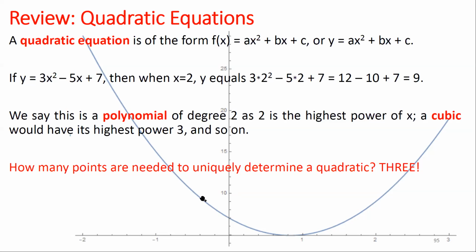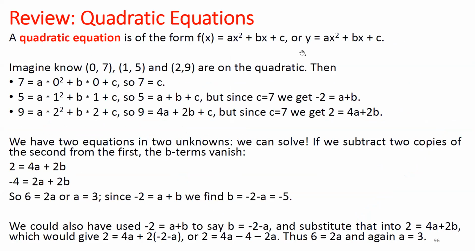So the first question is, how many points are needed to uniquely determine a quadratic? The answer is 3. It's just like a line needed 2 points, a parabola needs 3. It makes sense because we have a, b, and c, so every time I give you a point, that helps us get some information. For example, let's imagine we know that (0, 7), (1, 5), and (2, 9) are all on the quadratic. Can we figure out what the quadratic is? Yes, in fact, we did this earlier.